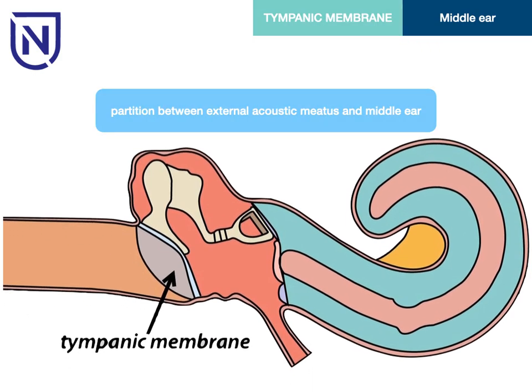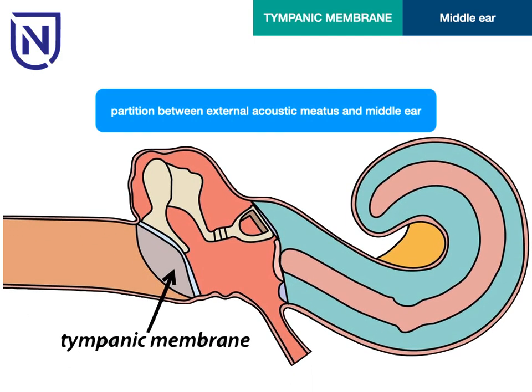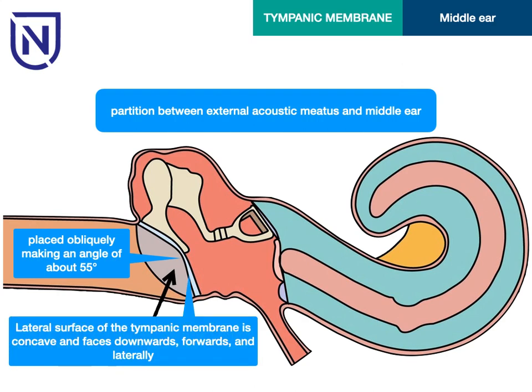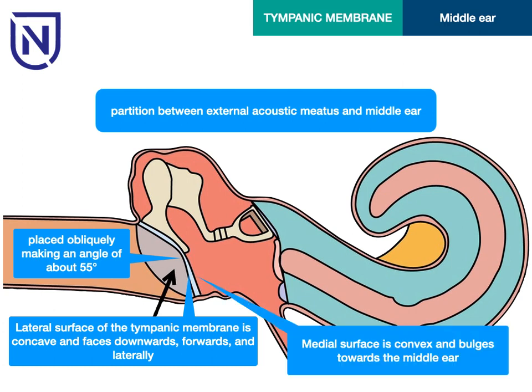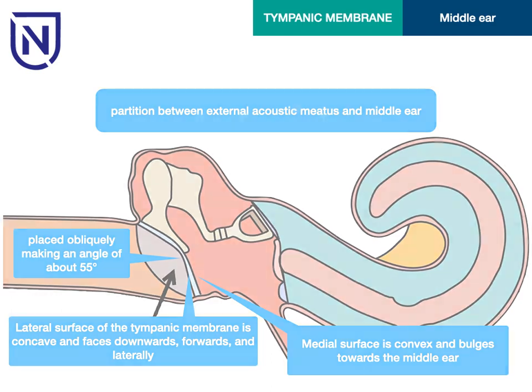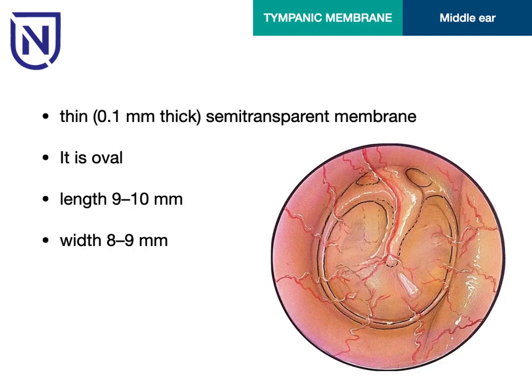First we see the tympanic membrane. First point, it is a partition between the external acoustic meatus and the middle ear, placed obliquely making an angle of 55 degrees. The lateral surface is concave and faces downwards, forwards and laterally. The medial surface is convex and bulges towards the middle ear. It is a thin, semi-transparent, oval membrane. Length is 9 to 10 millimeters and width is 8 to 9 millimeters.